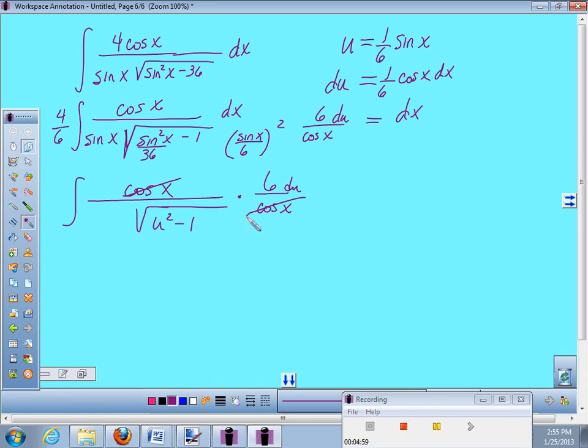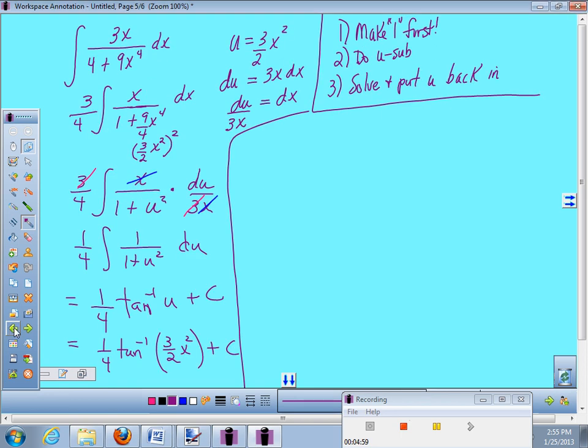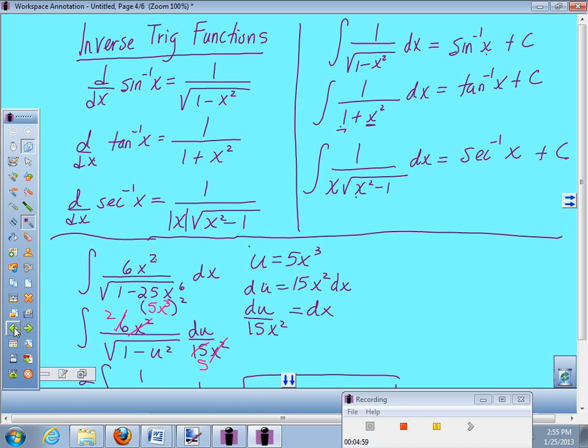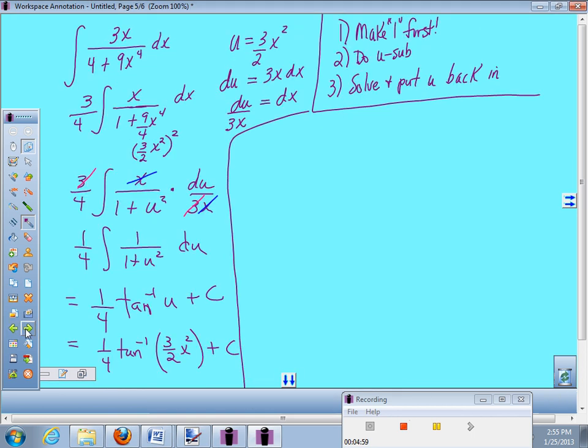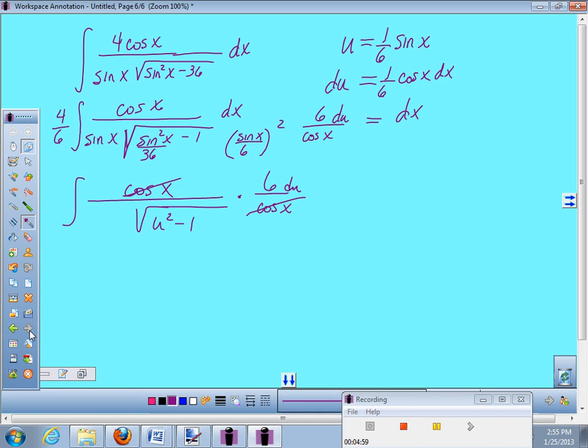Do I need it out there? Can I have that sine out there? I couldn't have that sine out there. What inverse trig function did you tell me you thought this was? You told me you thought this is secant. Secant has to have a variable in front. So if this is u squared, that needs to be a u out in front of it.